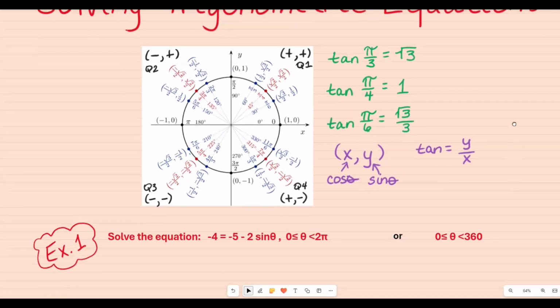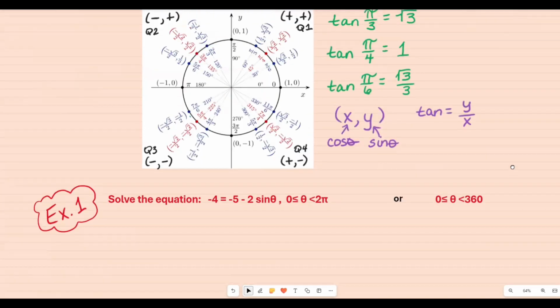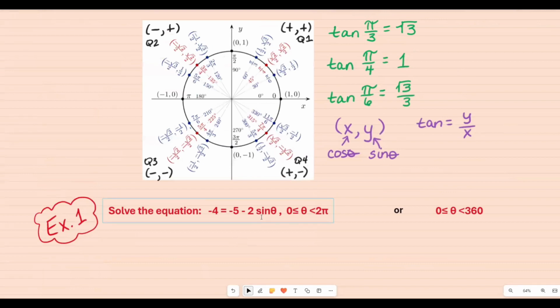In example 1, what you want to do is isolate the trig function sine. The way that we're going to do that initially is we're going to add 5 on both sides. It's just like you're doing an algebra problem. So we're going to simplify that, and that's going to be 1 is equal to -2 sine theta.